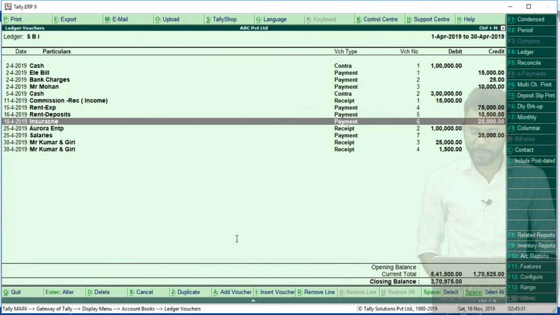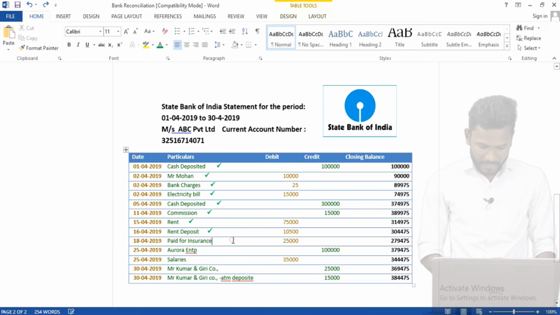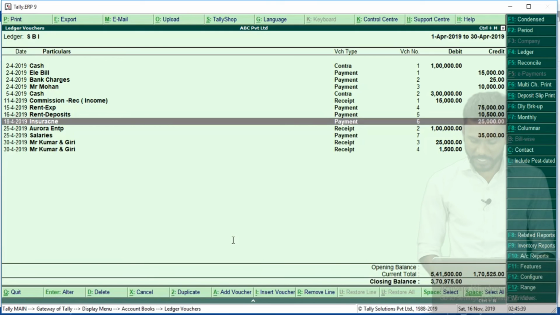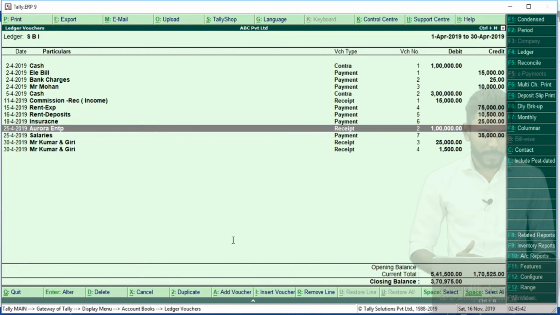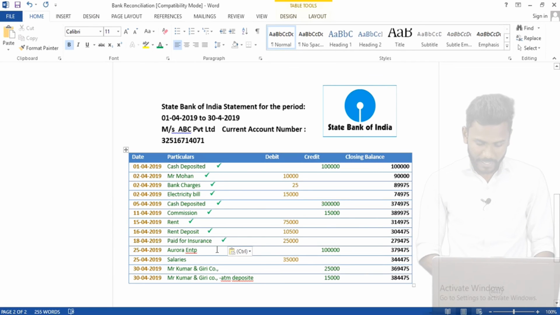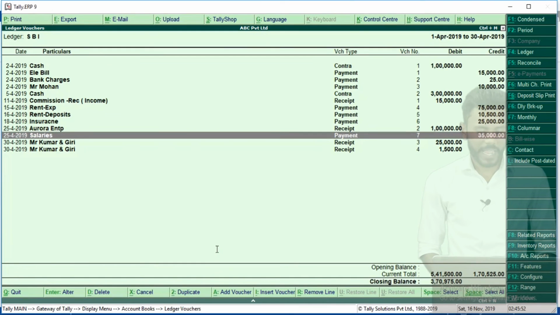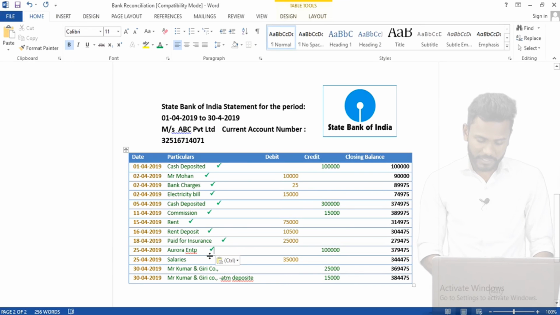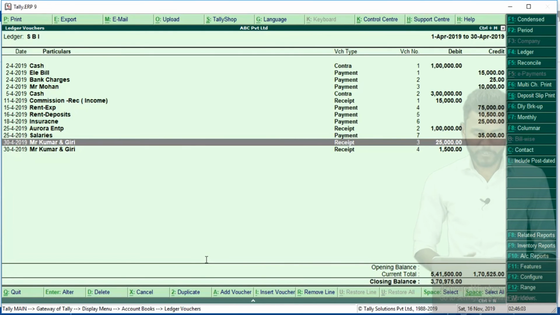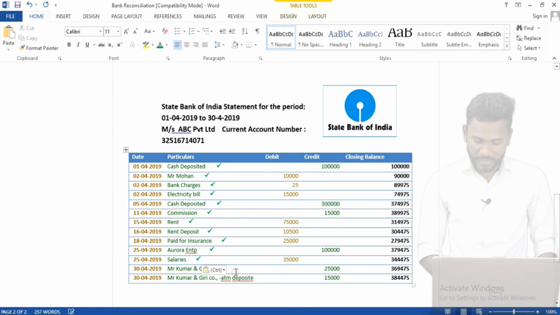And next one is that we recorded that we paid for insurance rupees 25,000. Yes, the banker also recorded 25,000. Next one is that we recorded that we received from Aurora Enterprises rupees 1 lakh. Is it cleared by the banker? Yes, the banker also confirmed they have received. And next one is that we recorded that we paid for salaries rupees 35,000. Yes, the same 35,000 is also recorded at the bank. Next one is that we recorded that we received from Kumar and Giri rupees 25,000. Yes, that was also recorded.